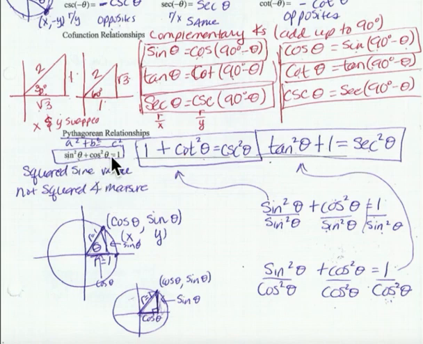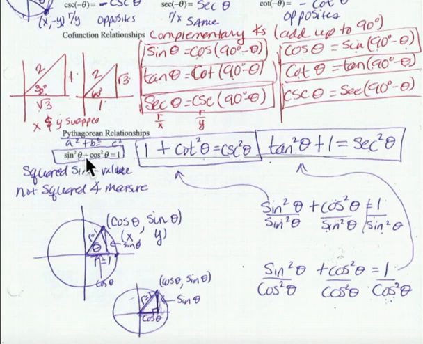From this relationship, we can get 2 other relationships by doing some division. If I take all 3 terms in this equation, sine squared plus cosine squared equals 1, and divide the entire equation by sine squared theta, I end up with sine squared theta over sine squared theta, which is 1, plus cosine squared theta over sine squared theta. Cosine over sine is cotangent. So cosine squared over sine squared will be cotangent squared. And then I set that equal to 1 over sine squared. Remember, 1 over sine is just the cosecant. So 1 over sine squared will be cosecant squared.